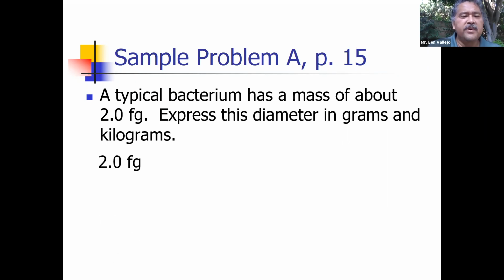All right, so you got 2.0 pentagrams. And there's the conversion factor. 1 pentagram is 1 times 10 to the negative 15th grams.